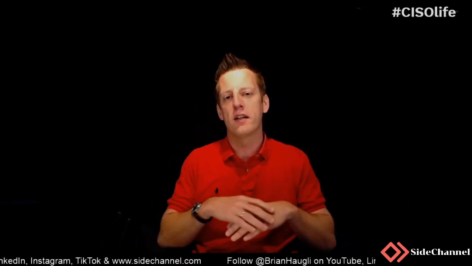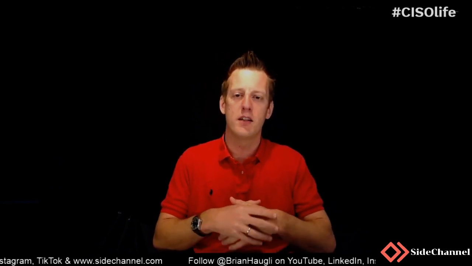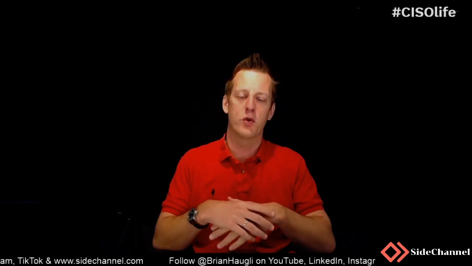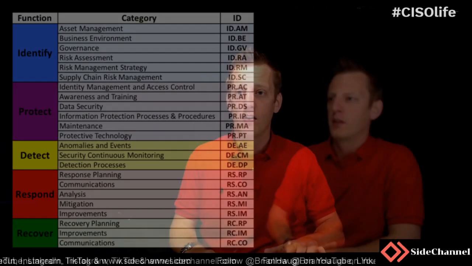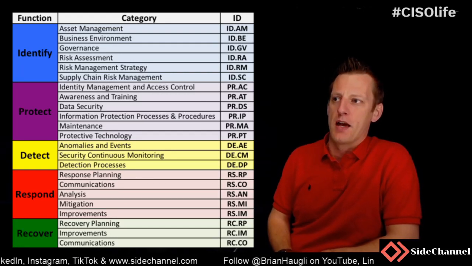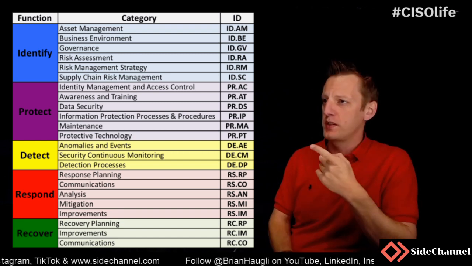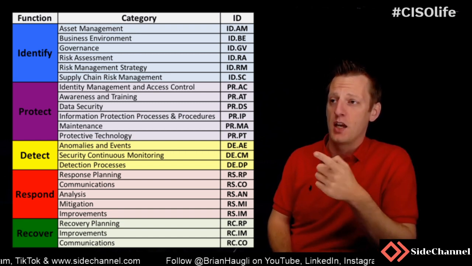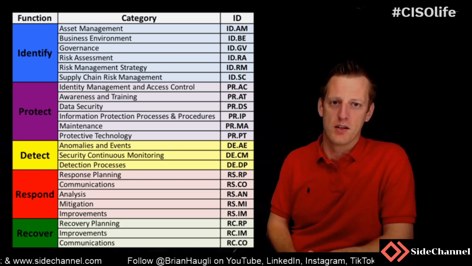My intent over the next series of videos is to go over all of the NIST Cybersecurity Framework Controls version 1.1. Let's begin. The first control area to go through is asset management, and then followed by business environment, governance, risk assessment, risk management, and a new category in version 1.1, supply chain risk management.